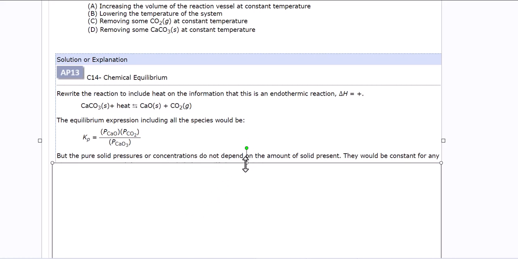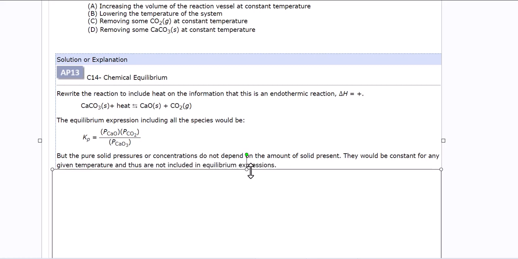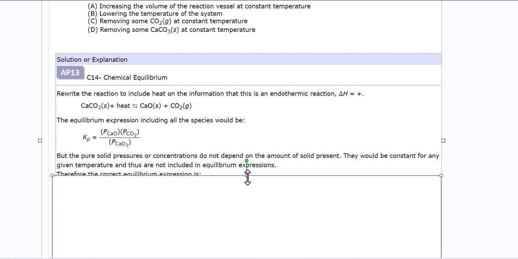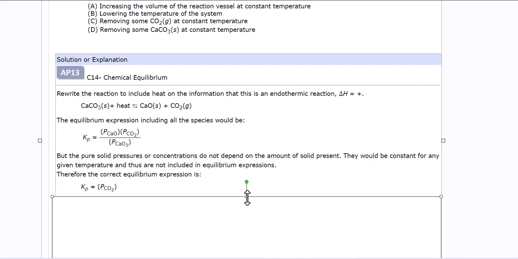And pure solids or liquids, the concentrations, the pressure of these things don't change. They're constant for a given temperature, and therefore, because these pressures of pure substances, solids and liquids, don't change, we don't include them in the expression. They're not going to change at all. You can't change them. So all we've got is the pressure of CO2 is going to be whatever this equilibrium constant is, period. You're stuck with it. I don't care how much calcium oxide you have or calcium carbonate.